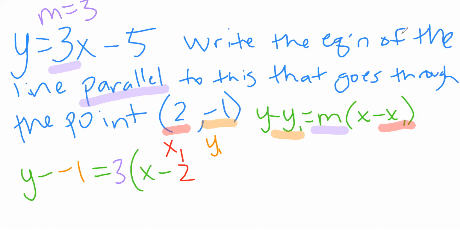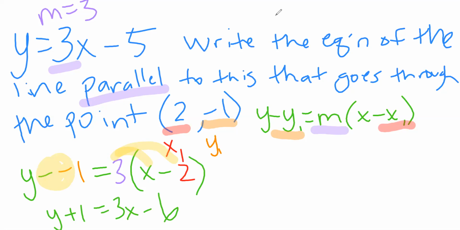So we're going to go ahead and simplify this a little bit. A couple of things we can do to simplify. First one, of course, is we have these two negatives right here. And we also have this distribution that we're going to do. So I'm going to do both of those steps at once because I don't have a whole lot of space. So we have y plus 1 is equal to 3x minus 6.